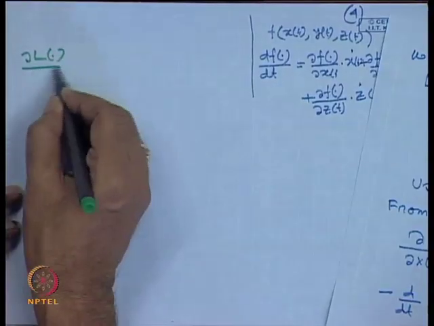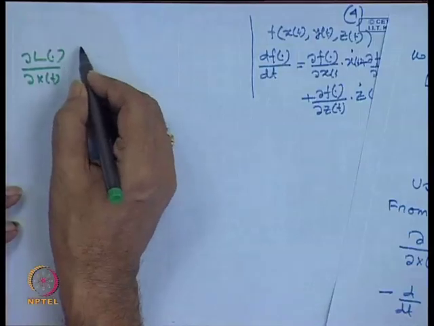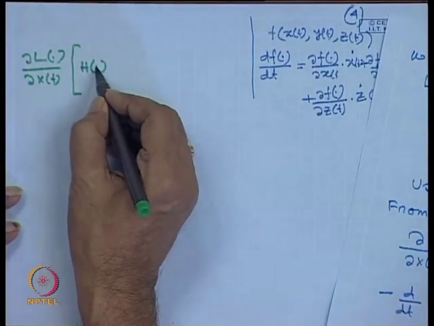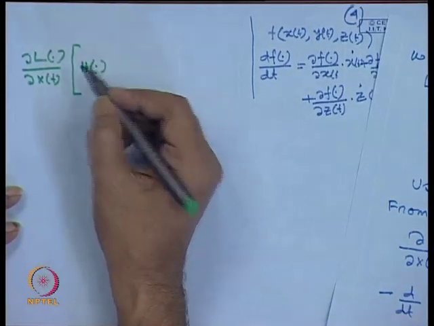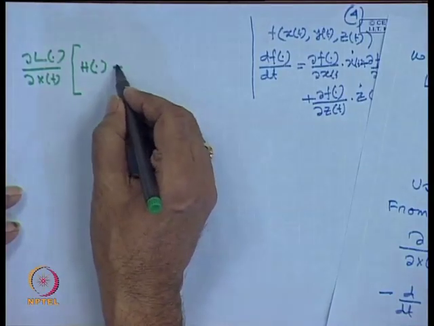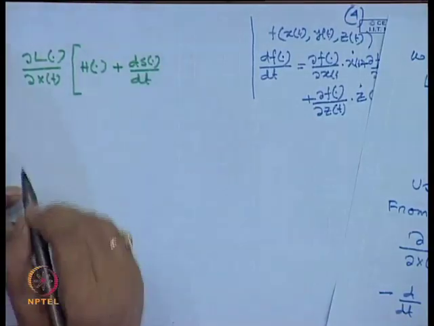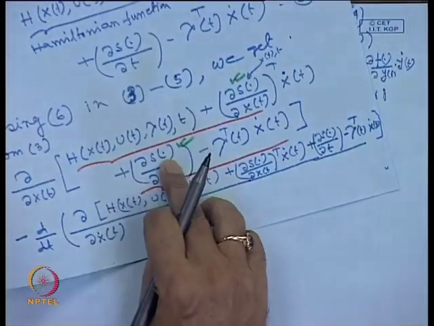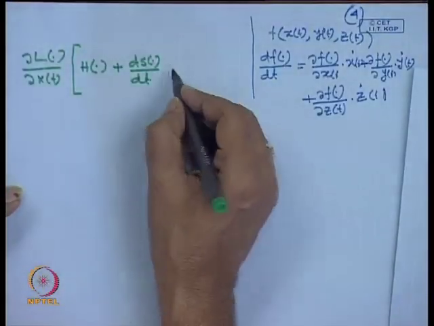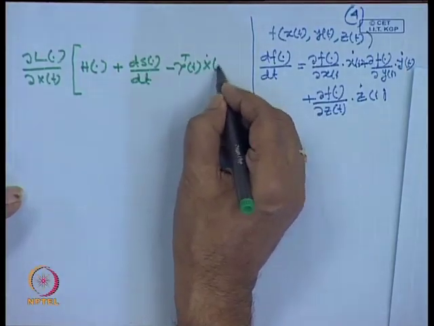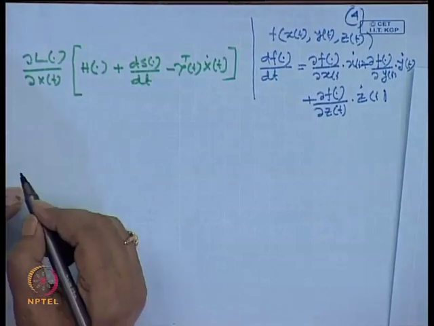So, let us rewrite this equation. We write it as del L del x of t, then h. I am not writing h dot; it is a function of x of t, u of t, lambda of t and t. This is h plus d s dot d t, agree? And what is left? This and this: d s by d t and lambda transpose minus lambda transpose of t x dot of t, agree? This is the first part we have simplified.